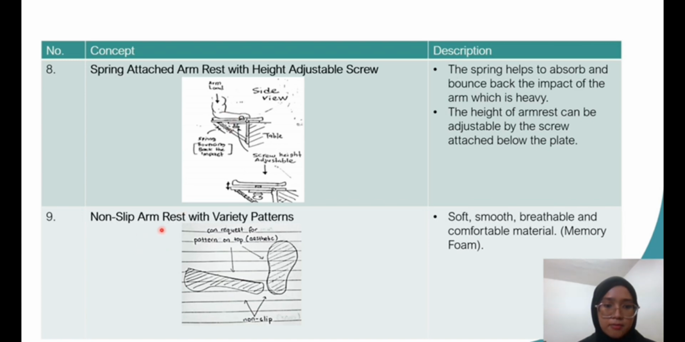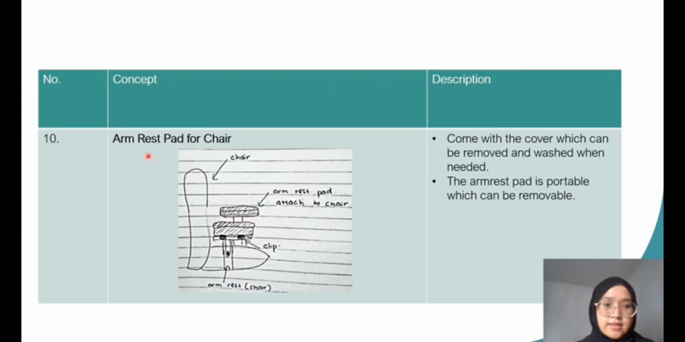Next is a non-slip armrest with variety pattern, which promotes soft, smooth, breathable, comfortable material. And lastly is armrest pad for chair. This is attached to the chair and comes with a cover that can be removed and washed when needed.